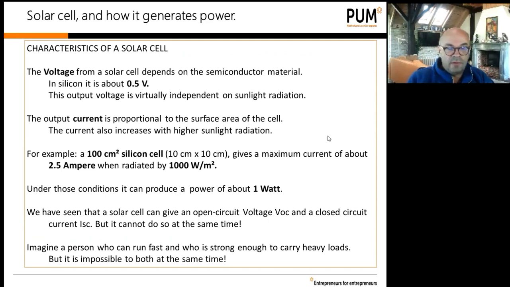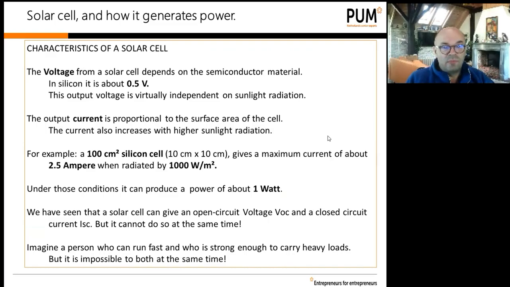Also important to know is that a solar cell can give an open circuit voltage, VOC, and the closed circuit current, but it cannot do both at the same time. Imagine a person who is running very fast, and who is strong enough to carry heavy loads, but you can't run fast and carry heavy loads at the same time. It's one of the two. And that's also the same with solar cells.